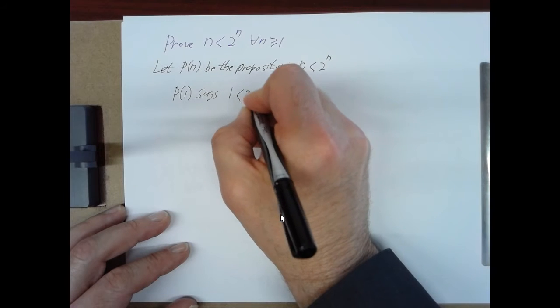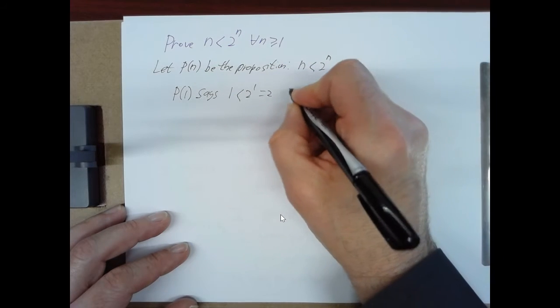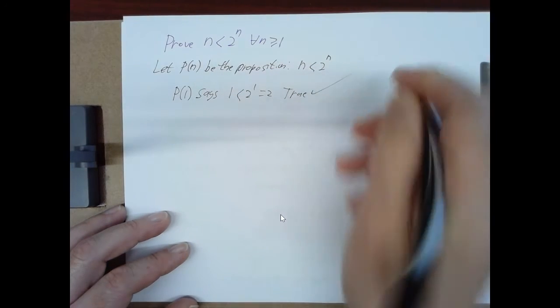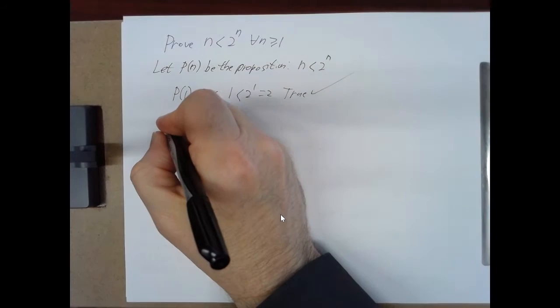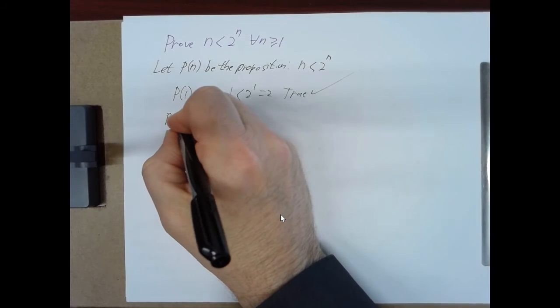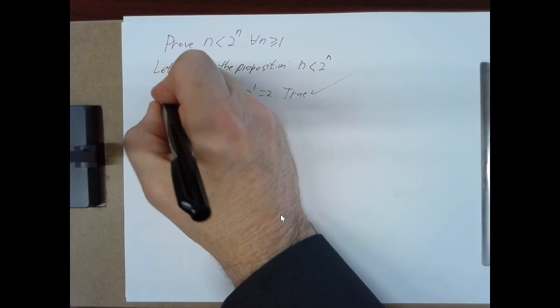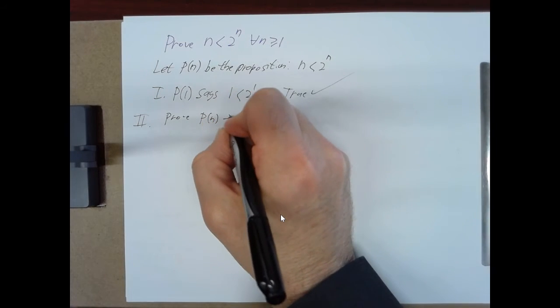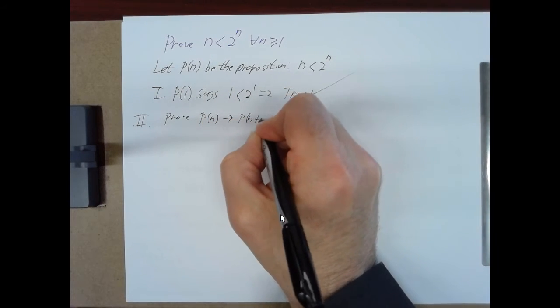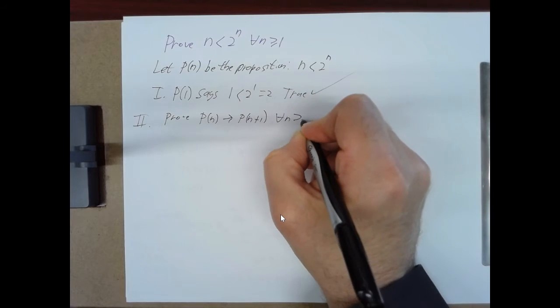1 is less than 2 to the first, which is equal to 2, and that's true. So base case is done. All right, so that's step 1. Here's step 2. Prove P of n gets us to P of n plus 1 for all n bigger than or equal to 1.